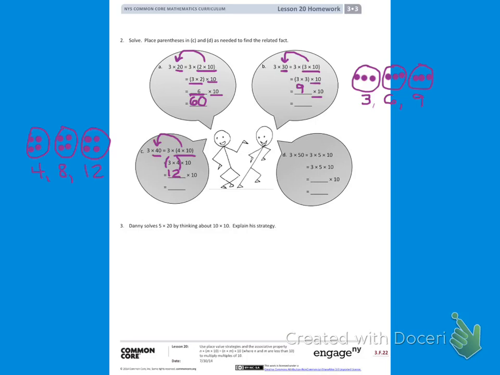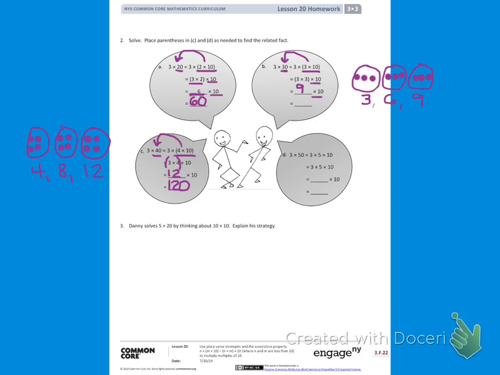Now 12 times 10. Remember that trick? You write down the number that you're multiplying by 10 and throw on a 0. So I'll go ahead and write down that 12 again and throw on a 0. Because 12 times 10 is the same thing as 120.